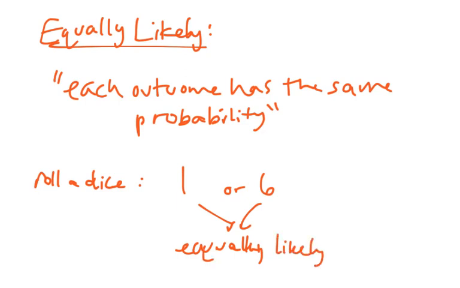Those are equally likely, right? If I roll a die, if I want to get a 1, and let's say I'm playing with a buddy of mine and they want to get a 6, the probability of both of us getting what we want is going to be the same. It's going to be 1 out of 6.